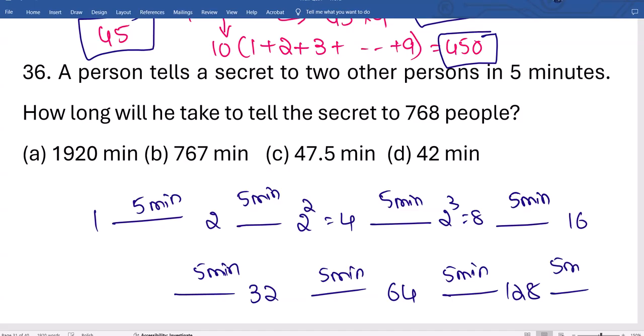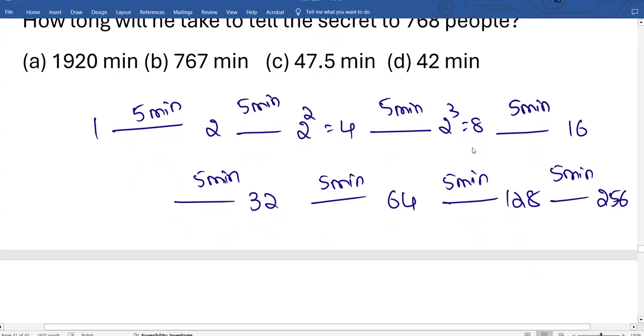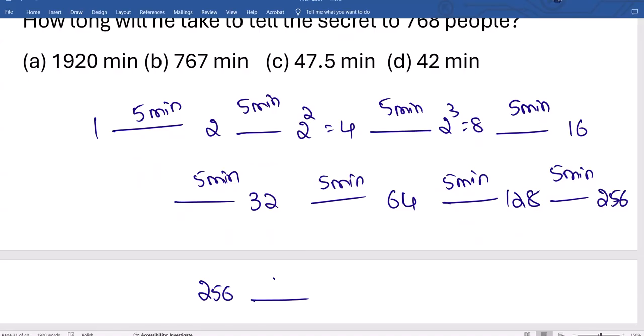Next 5 minutes it is 256. Right, so 40 minutes gone. Then 45 minutes gone, and we have reached 512. Next, if it is 5 minutes, it will go to 1024.